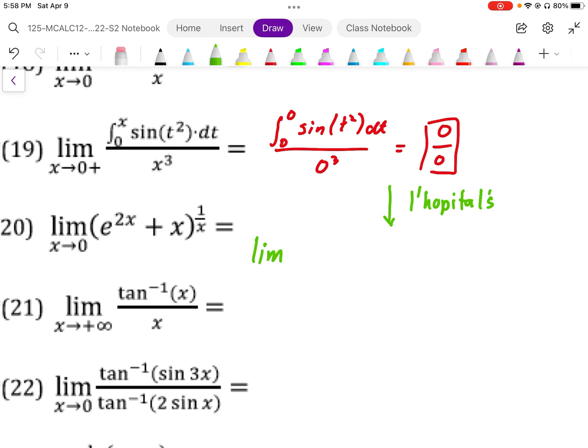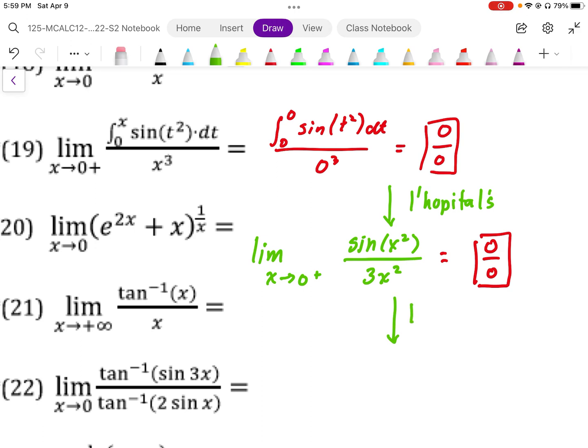So I end up with the limit as x goes to 0 from the positive side. The derivative of that integral is just going to be sine of x squared. And then I end up with 3x squared as the derivative of the denominator. And when I plug in and evaluate this, I get 0 over 0. Now, it doesn't solve my limit, but I have the condition to apply L'Hopital's again, so I'm going to apply L'Hopital's one more time.